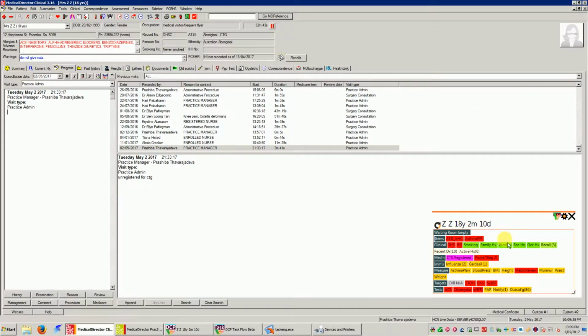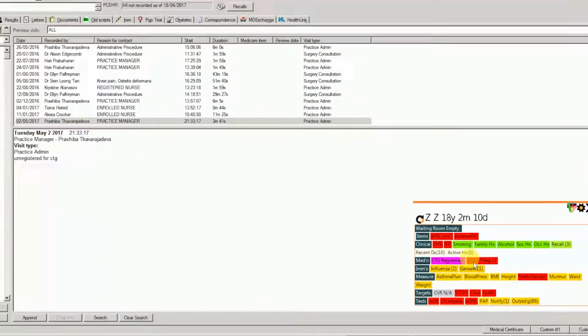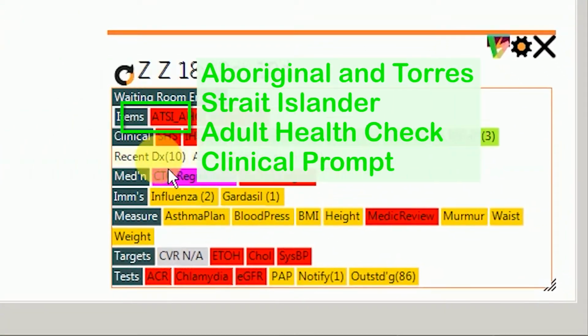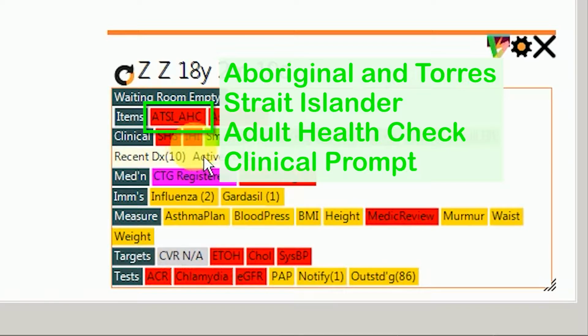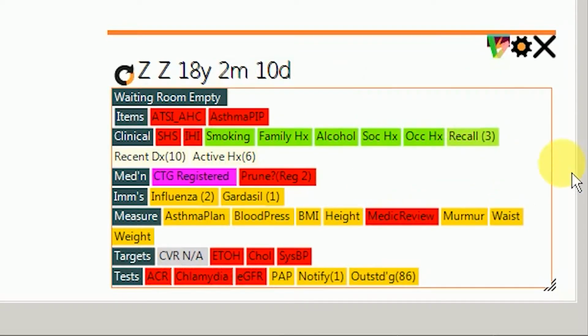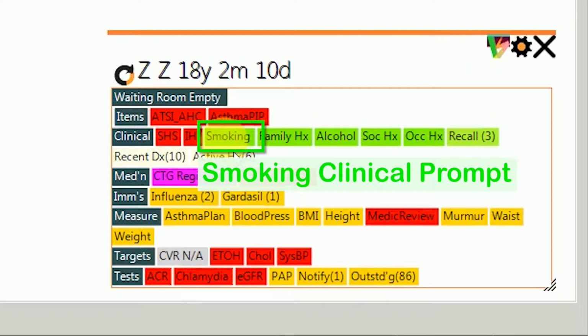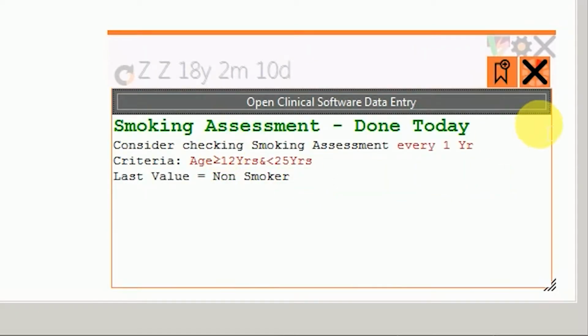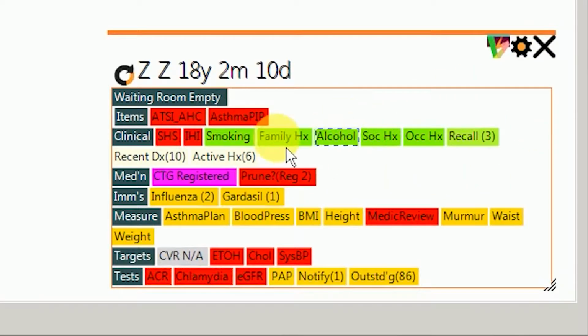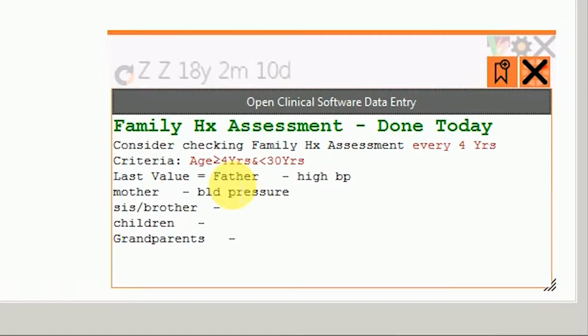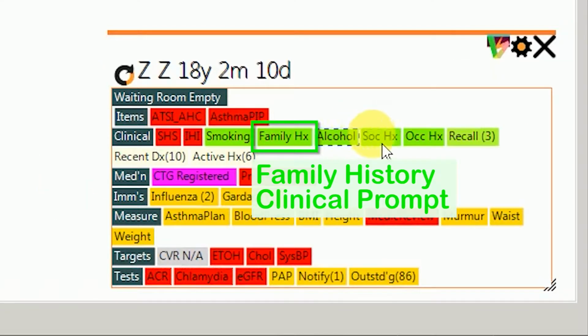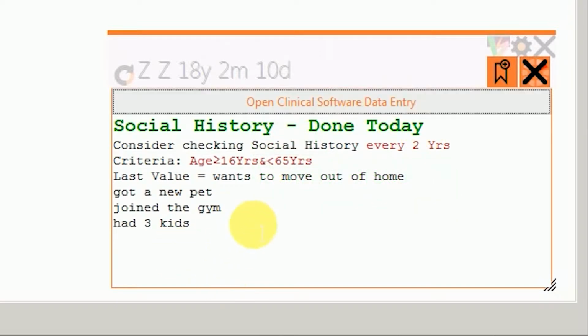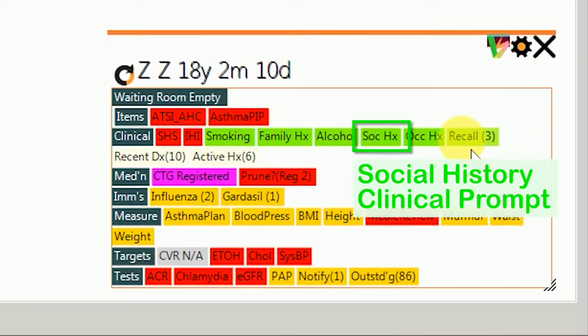So I can see that we have an 18-year-old patient this morning who's of Aboriginal background. She's obviously filled in our automated clinical update sheet, which tells me that she's currently a non-smoker, and she's updated her family history to include high blood pressure in both parents. Currently living at home with parents.